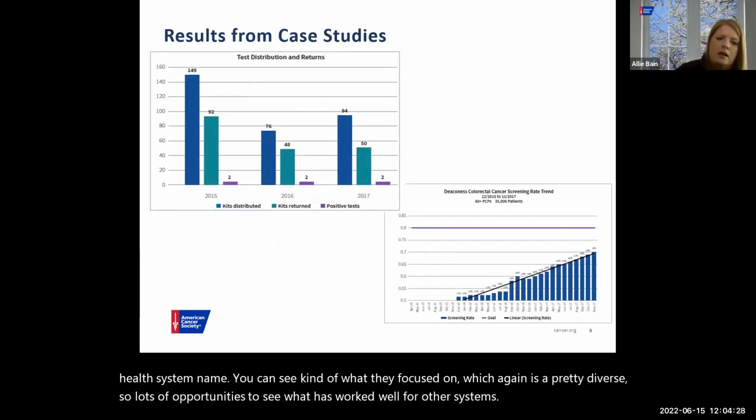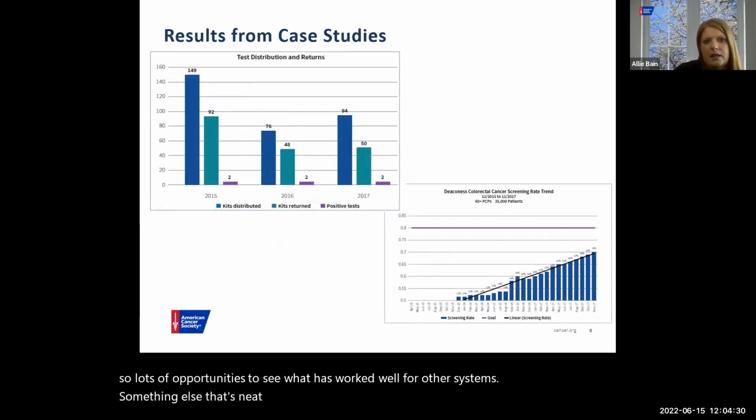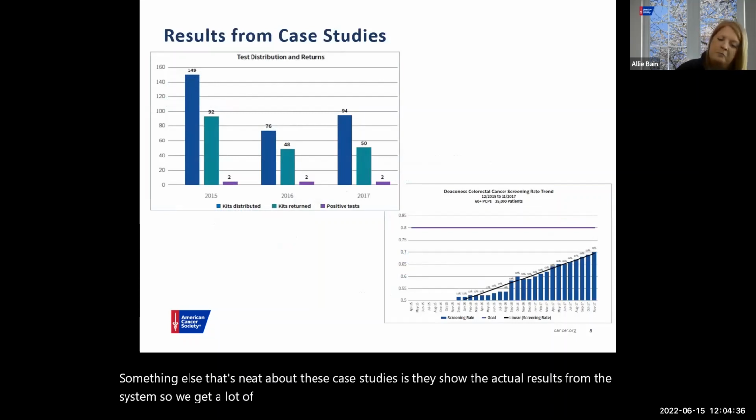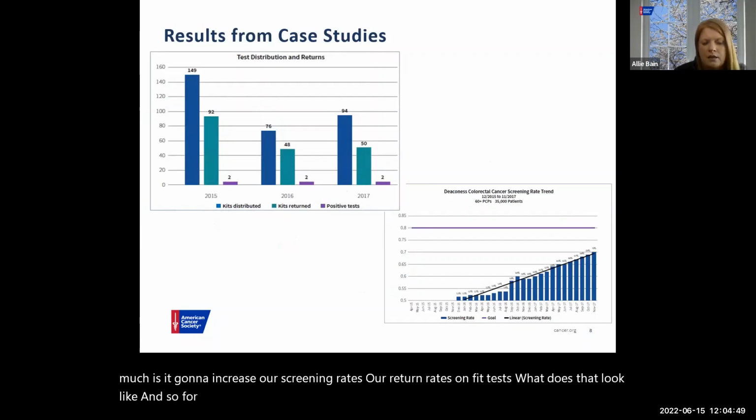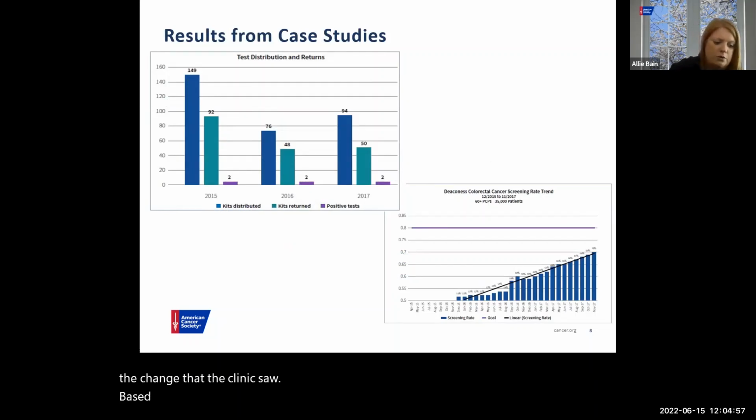Something else that's neat about these case studies is they show the actual results from the system. We get a lot of questions like, if I do implement this strategy, how much is it going to increase our screening rates, our return rates on FIT tests? What does that look like? And so for each of these case studies, there is a section with results and data that shows the change that the clinic saw based on the intervention that they chose.